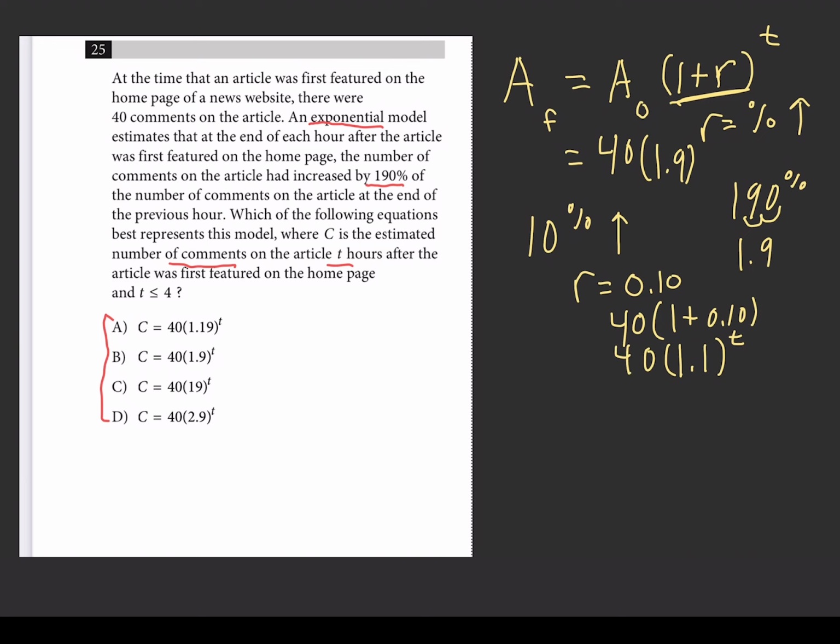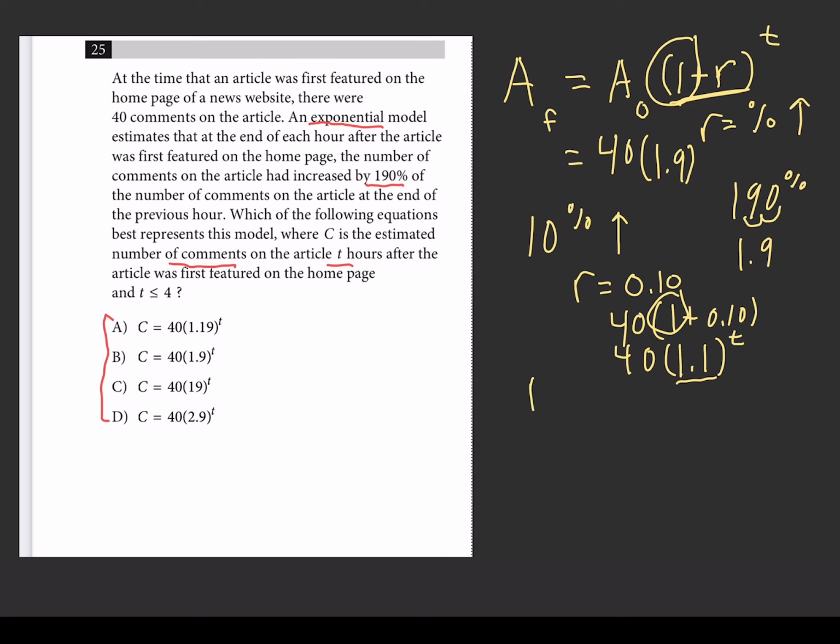Okay, so what does that show me? When I have a 1.1 in the parentheses, that showed me a 1% increase. Because it was 1, we already always have to have the 1 right here. So I had the 1 plus the R. Okay, what is my R in this 190% situation?